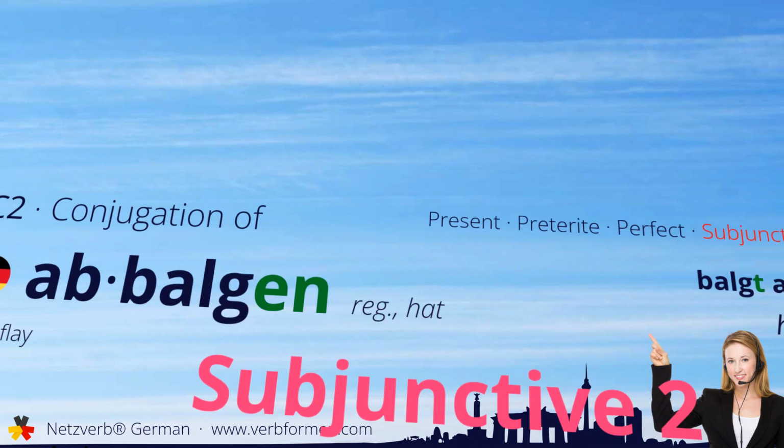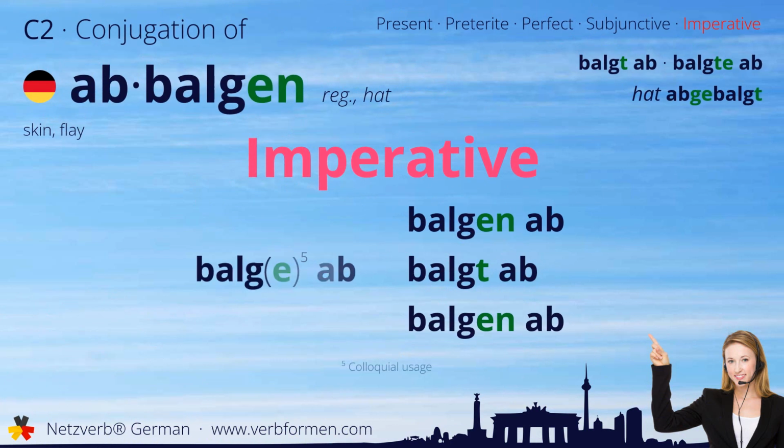And finally, we'll cover the imperative. Balge ab du. Balgen ab wir. Balgt ab ihr. Balgen ab sie.